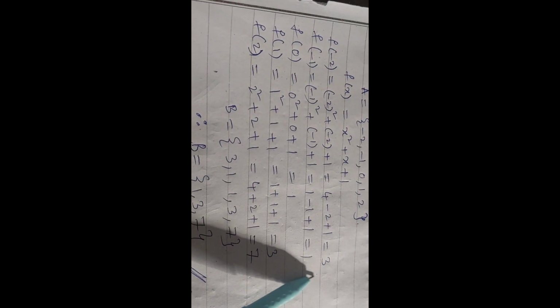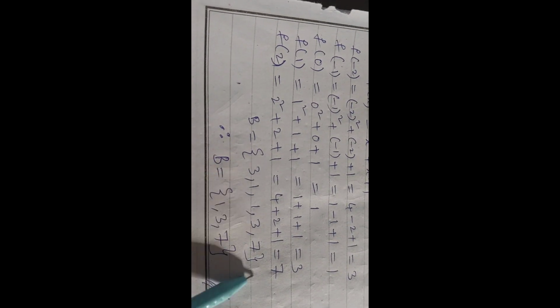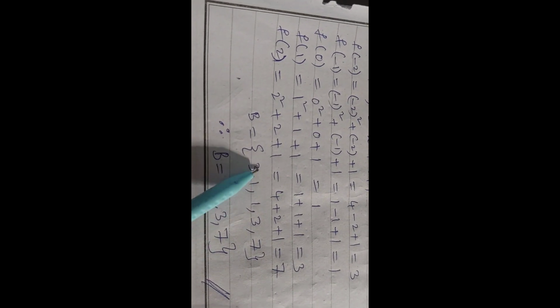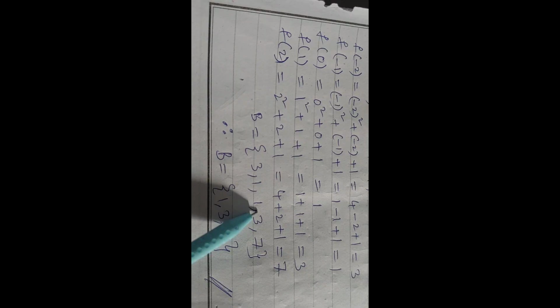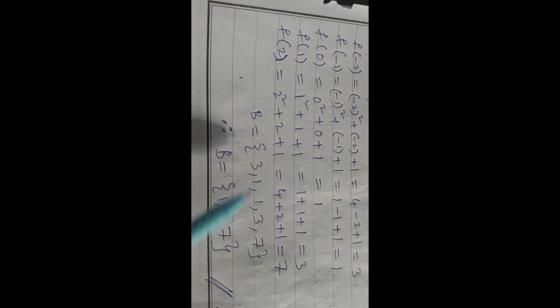So here we are getting the values 3, 1, 1, 3, 7. But we have to write the elements in a set only one time. The repeated ones we should not write. So we have to write 1, and we have to write 3 one time only.